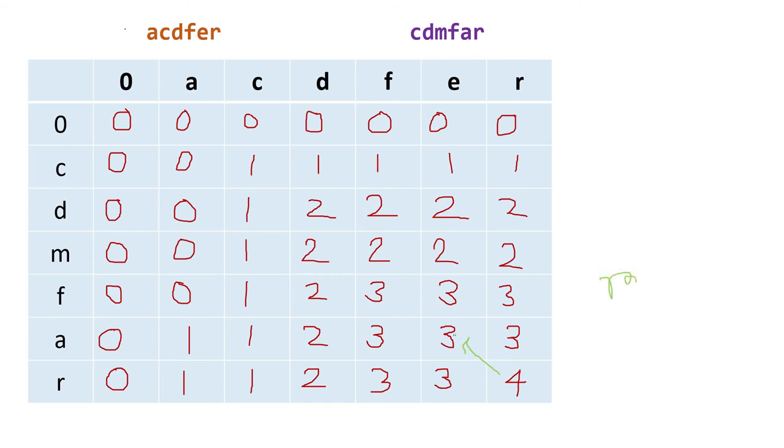Then this 3 came from where? E and A is not matching, that means it can come from any direction. Let's say it came from here. Now this 3 came from where? F and A is not matching, so we should take the max one, so it came from this direction. So here F and F is matching, that means it came from here, and as F and F is matching, we can write it here.